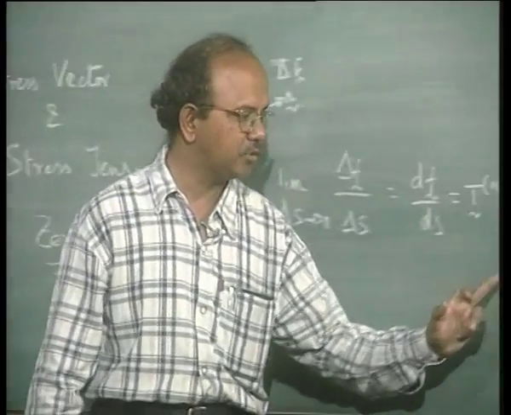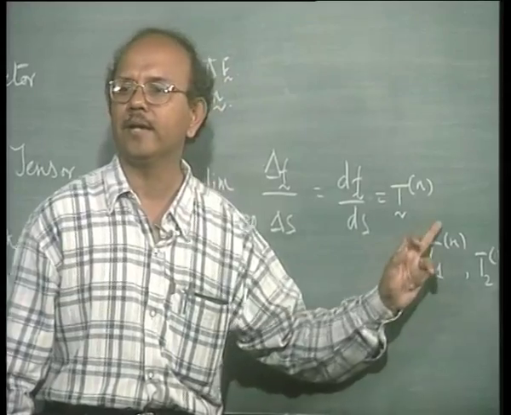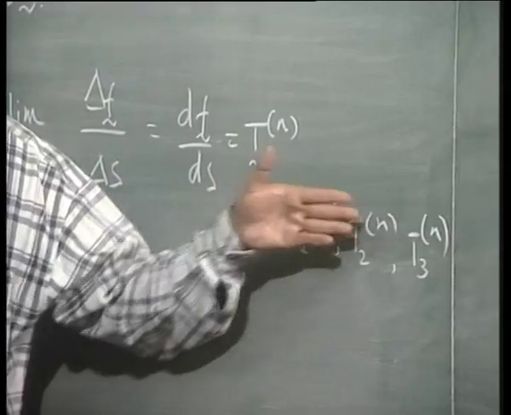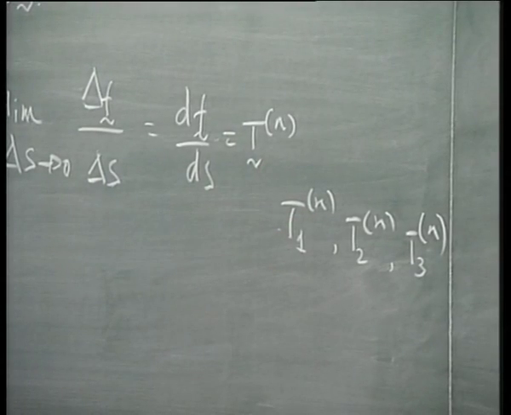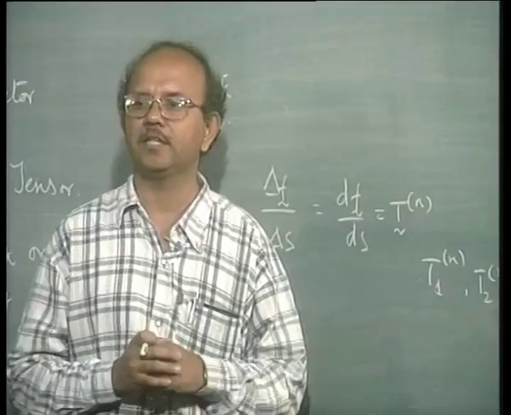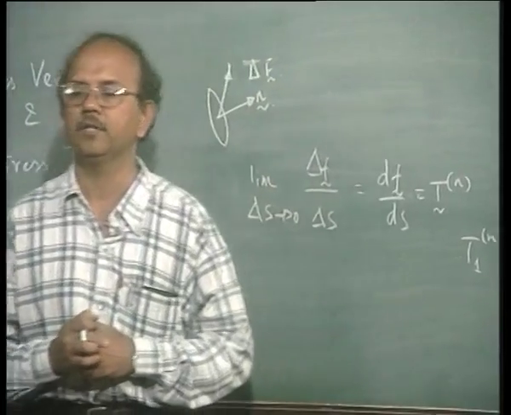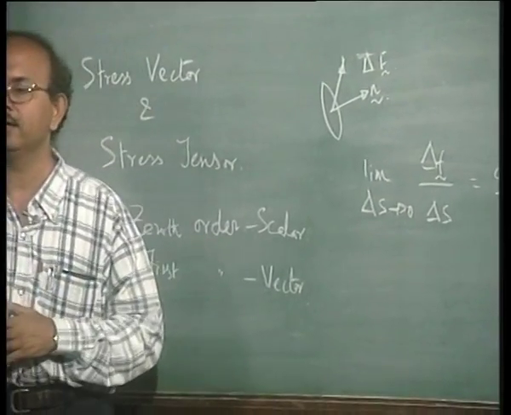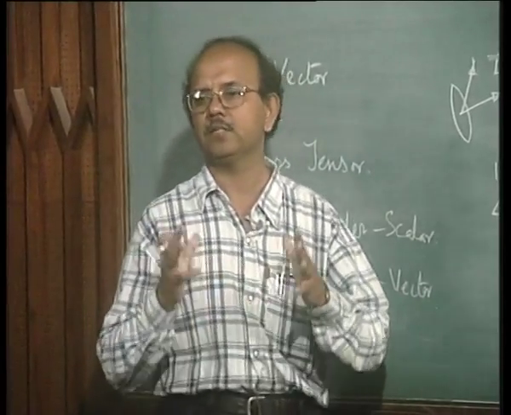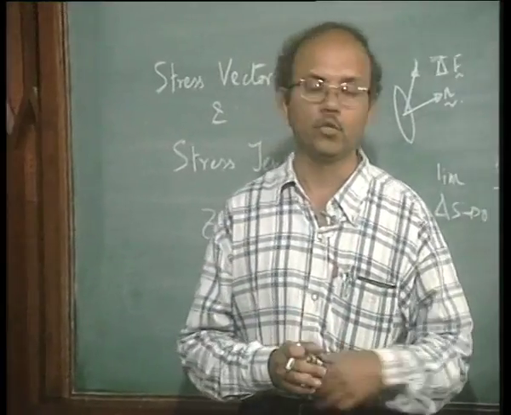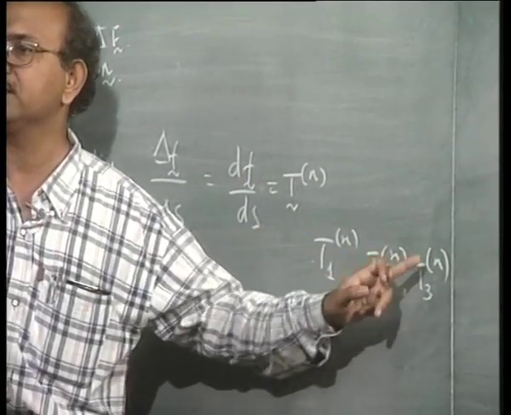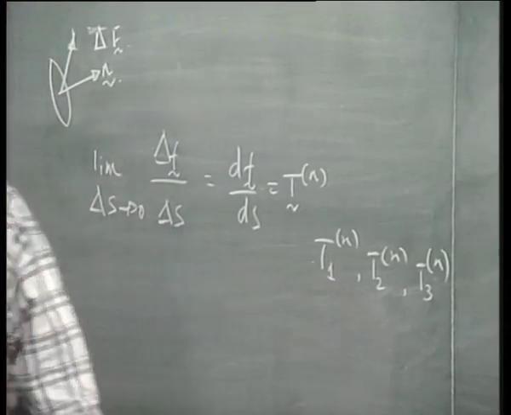In your earlier classes you would have written T is equal to T1n i plus T2n j plus T3n k. In this course, we are not going to use i, j and k because of the indical notations that I am going to introduce shortly. Hence, instead of i, j and k, I call them E1, E2 and E3. They are called the basis vectors. So, T is now defined as T1 E1 plus T2 E2 plus T3 E3. So, this is a vector.